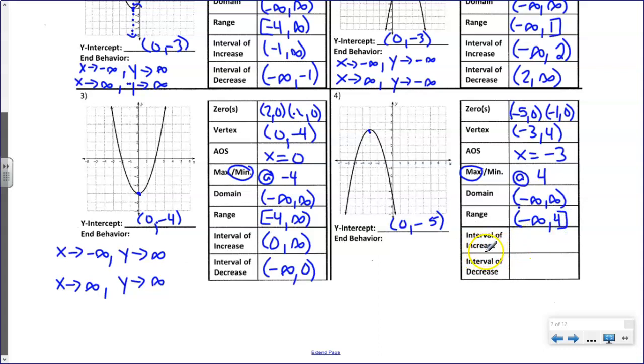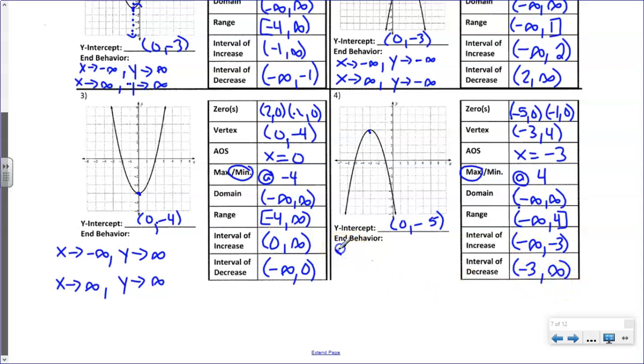Interval of increasing. Where is this graph going? Up on the left side. So that's going to be from negative infinity till it hits the x value at negative 3. One way you can remember this is whatever you're using in the range, you don't use in the interval of increase and decrease. Okay? Then it's going to be from negative 3 to positive infinity. Start and end with negative infinity and positive infinity.